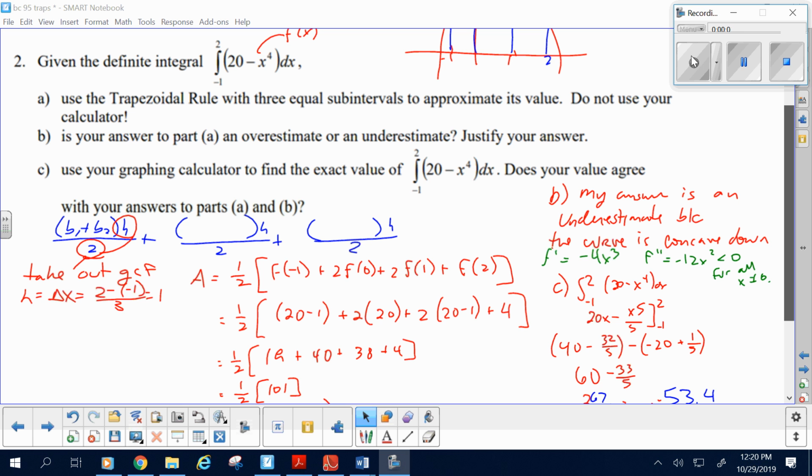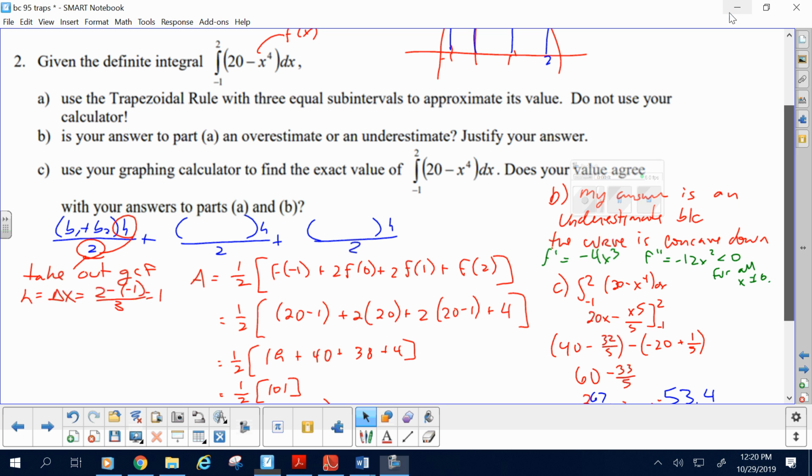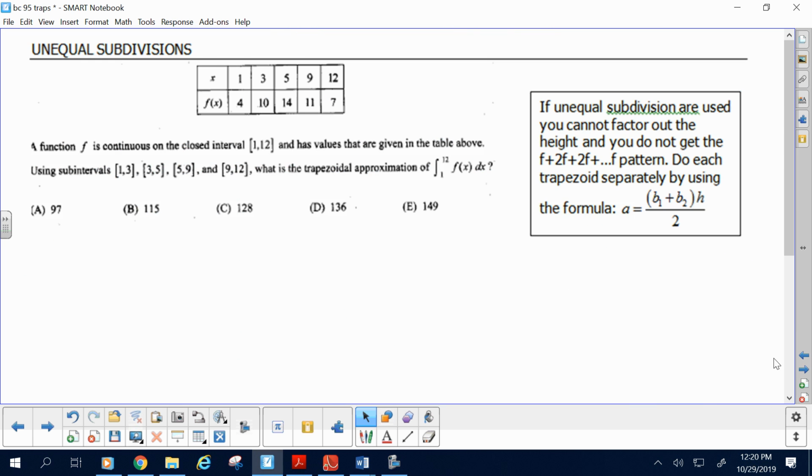Would you get out your trapezoid notes so we can continue on to those? Here we go. I think we left off at unequal subdivisions on your trapezoid notes, which are some color I don't remember. They're blue. Okay.